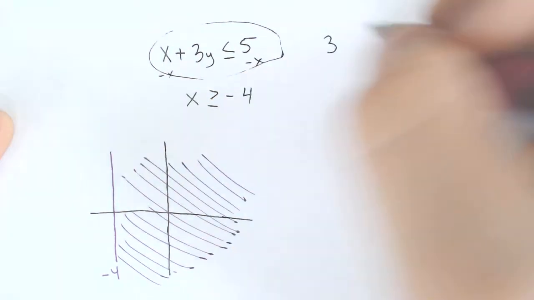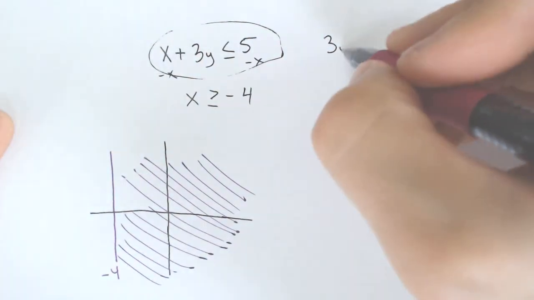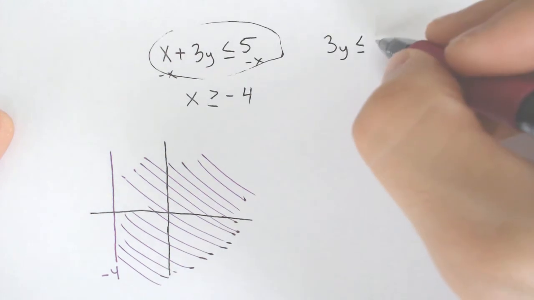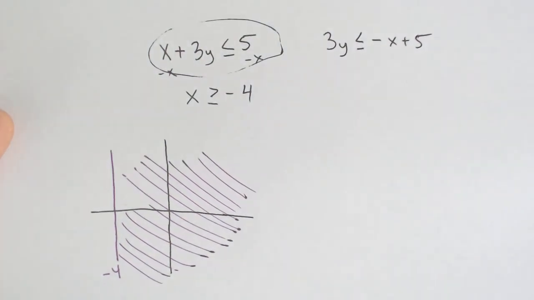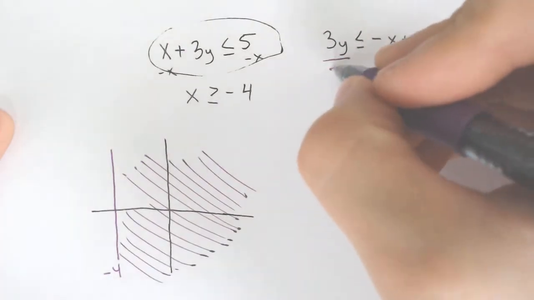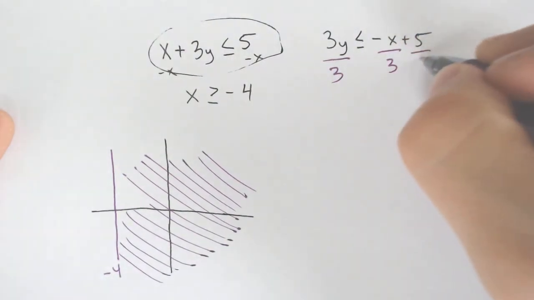So if we subtract the x to both sides, you would end up with 3y is less than or equal to negative x plus 5, because they do not combine. It's not 4x. And then divide by 3, divide by 3, divide by 3.